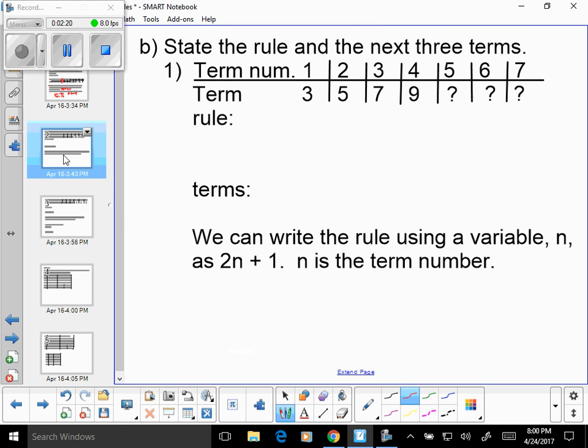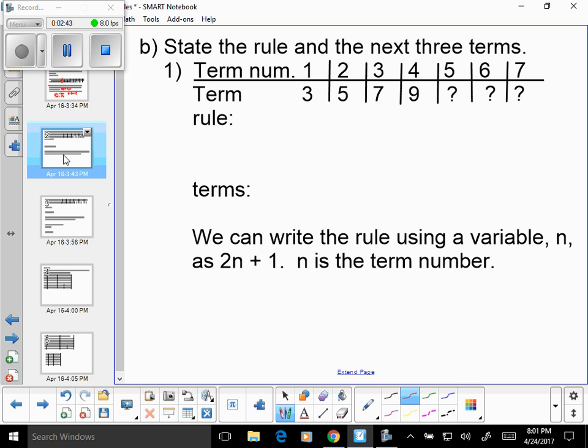Let's try one in which we are going to actually have to find our rule. It's not going to be quite as easy as in part A. My term number here is 1. My term itself is 3. Then I have 2, 5, 3 and 7, 4 and 9, and I have to find terms 5, 6, and 7. Again, you also have to ask yourself, how can I get from 1 to 3?